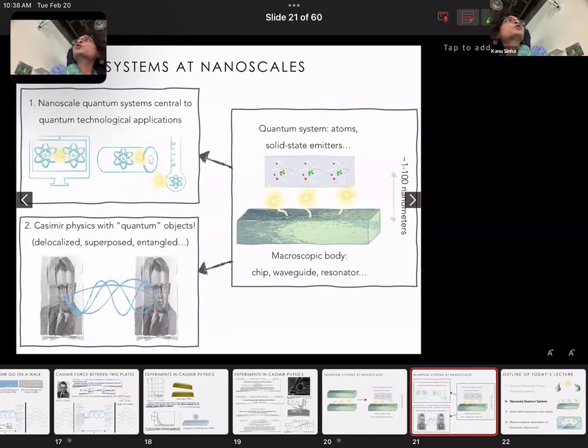There are two motivating factors for thinking about this. Such nanoscale quantum systems are relevant to many up-and-coming quantum technological applications. And the other is that we are now thinking about doing Casimir physics where these Casimir plates have become quantum in some way. That inspires us to think about what it means for a boundary condition to be in a quantum superposition or in an entangled state and things like that, okay?